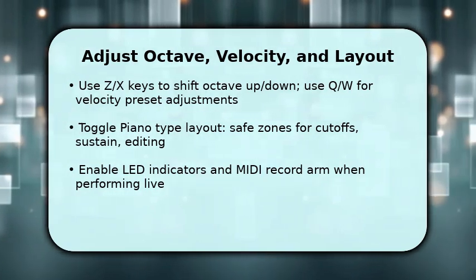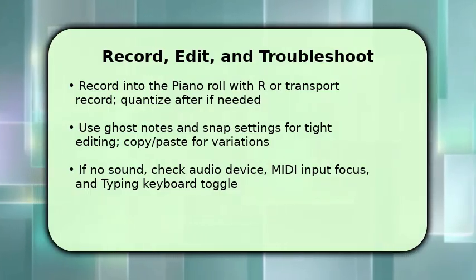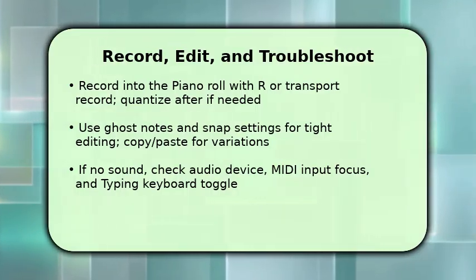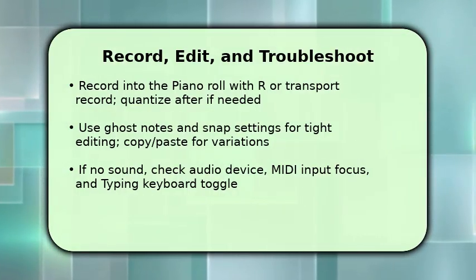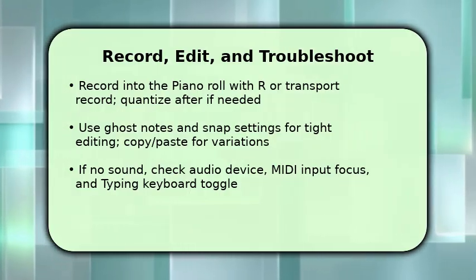Now record directly with the typing keyboard by arming the track and hitting record. You'll hear and capture notes in the piano roll. After recording, use quantize, snap, and ghost notes to tighten timing and refine chords. This speeds editing and preserves musical intent.